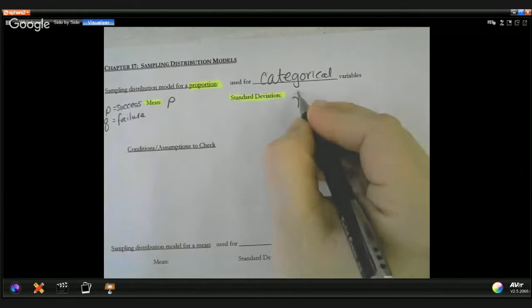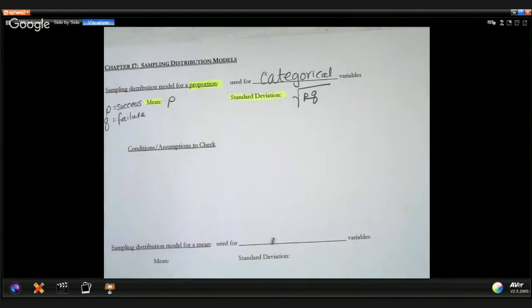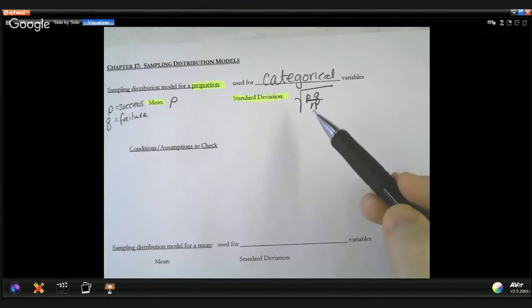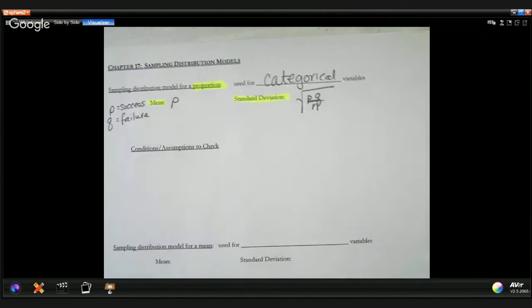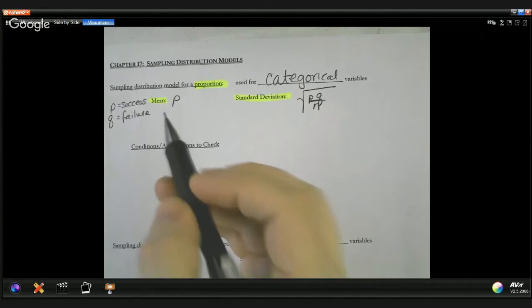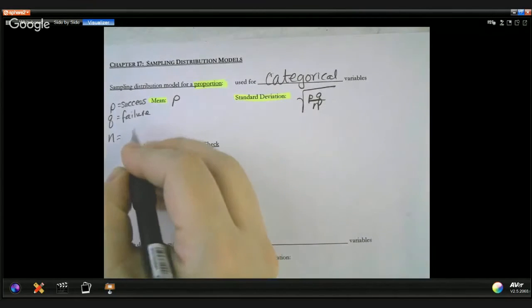Standard deviation is the square root of P times Q divided by N. And you have to make sure that it's the square root of all of that. So you have to find the product and then divide by N, and then you take the square root. So we know P is success, Q is failure. Remember, N is the sample size.